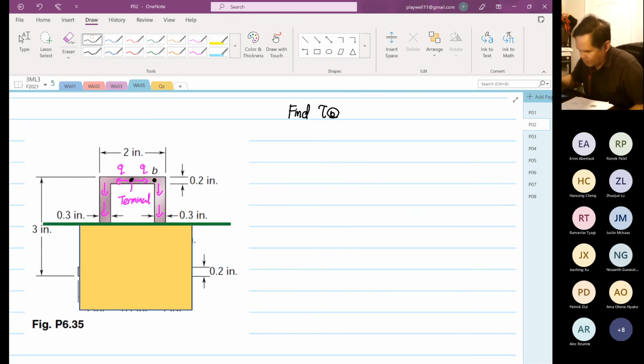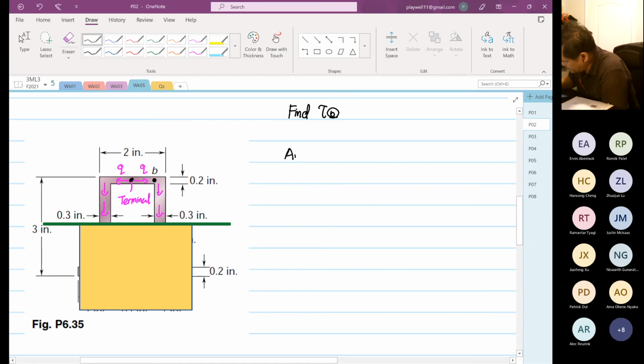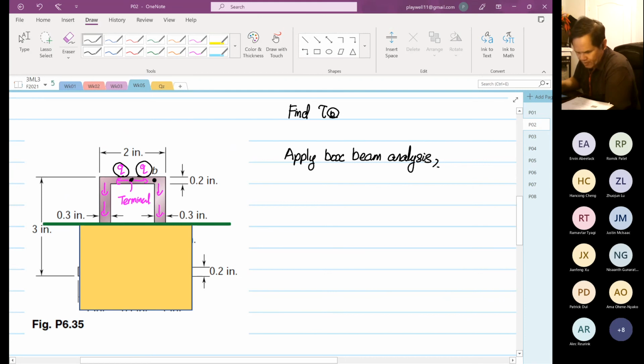So from here, we're going to apply box beam analysis. At this stage, if you look at the Q from one terminal, the Q goes into left and right. So you have to have two Q over here, because one Q goes to the left, one Q goes to the right.